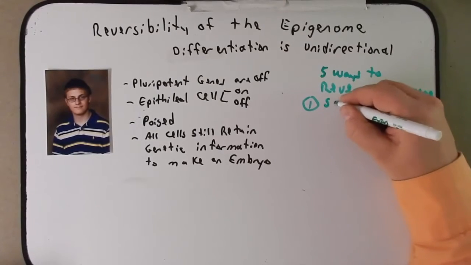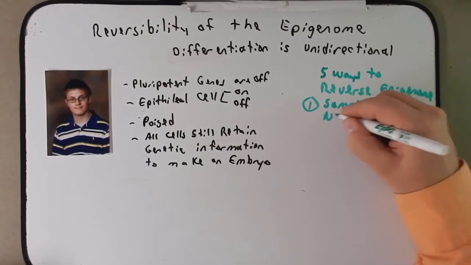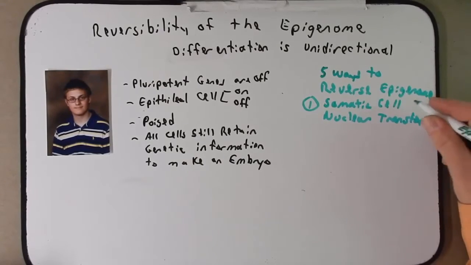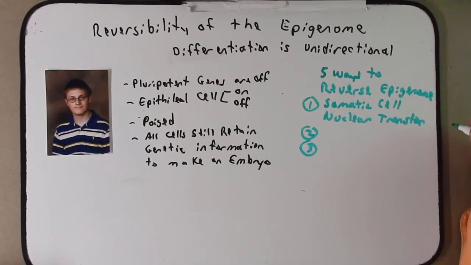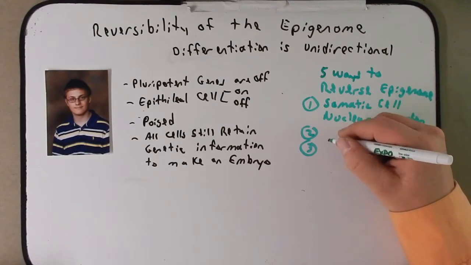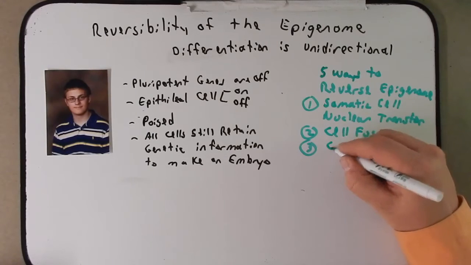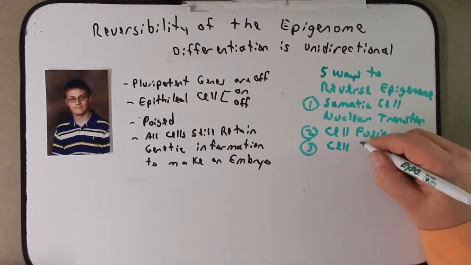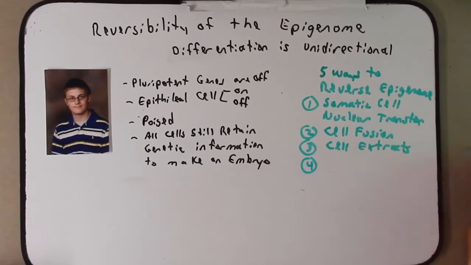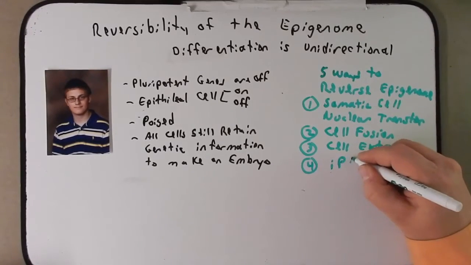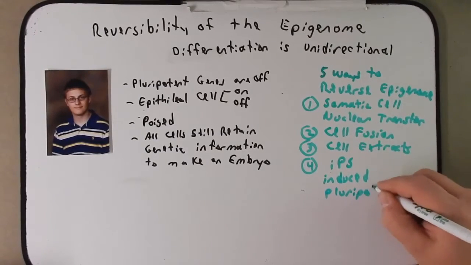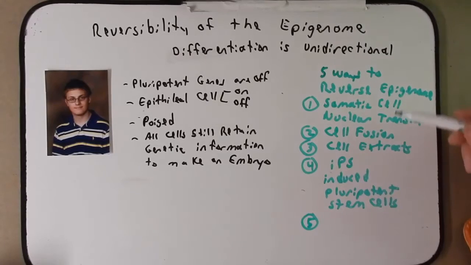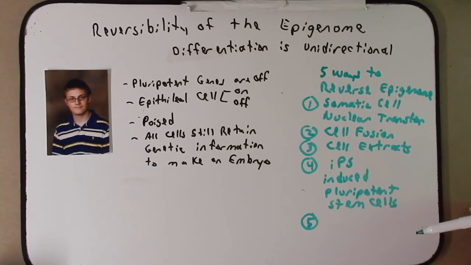The first is somatic cell nuclear transfer. And that's what we're going to talk about in this podcast. And then, depending on how much time we have, we'll talk about some of these others. We can reprogram it by cell fusion. You can reprogram it by providing certain cellular extracts. And the last one, which we'll certainly get to, are these iPS cells, which stands for induced pluripotent stem cells. These first 4 that I'm showing here are ways that we can reverse the epigenome experimentally.